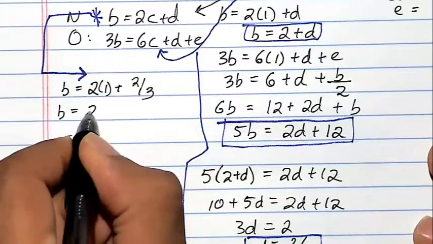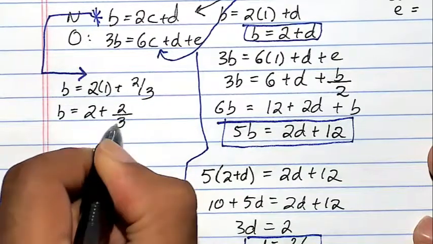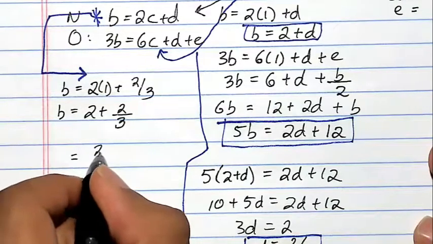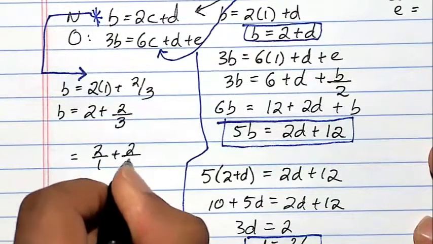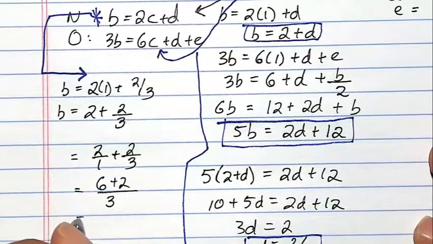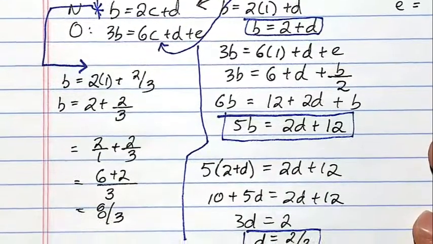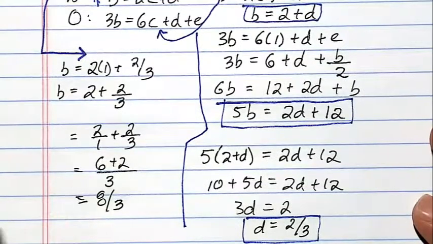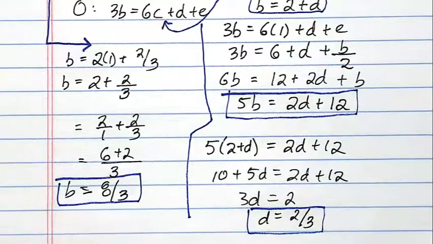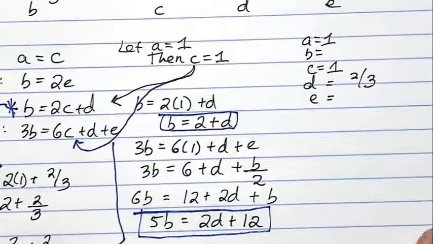So B is equal to 2 plus 2/3. Okay. So 2 plus 2/3 is going to be, if we do those fractions in our head, 6 plus 2, it's going to be 8/3. Okay, so that is what B is going to equal. So B now is 8/3.